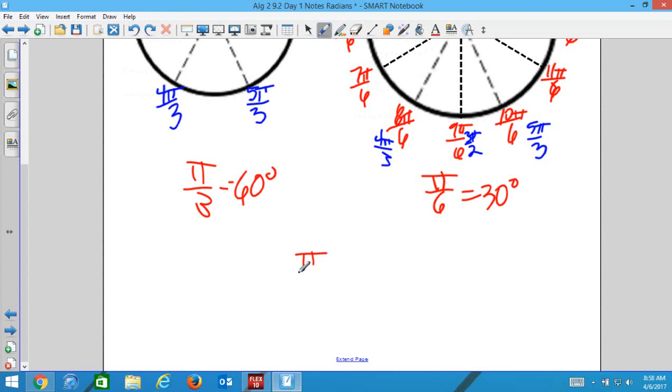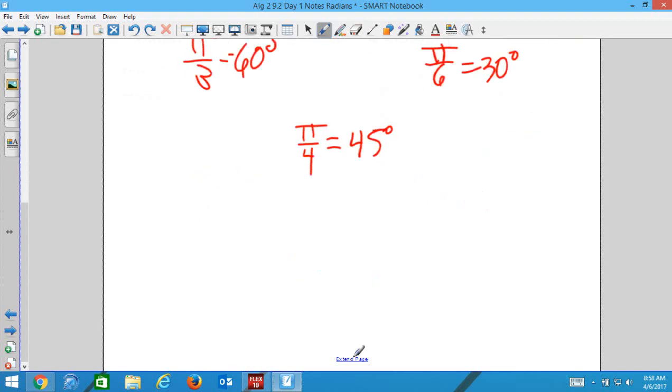Okay, pi over 4 was which one? 45, that's the one. So pi over 4 is 45. Pi over 3 is 60, and pi over 6 is 30. So you're converting these. What is pi over 3 equal to? 60 degrees. Then what's 2 pi over 3? 120. Twice that. See?